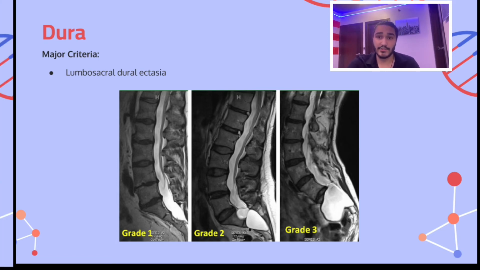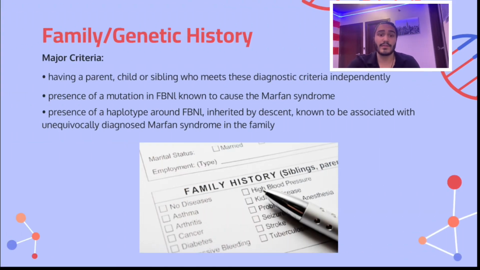Family and genetic history is going to be important. Major criteria are going to be having a parent, child, or sibling who meets these diagnostic criteria independently. Secondly, obviously, the presence of a mutation of the FBN1 gene known to cause Marfan syndrome. And then the presence of a haplotype around FBN1 inherited by descent known to be associated with unequivocally diagnosed Marfan syndrome in the family.